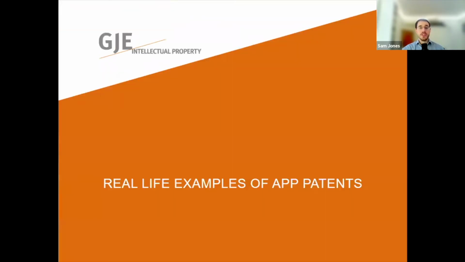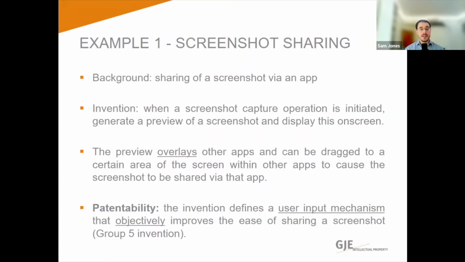So if we move on first to the real life examples of app patents, the first example is a screenshot sharing app. So basically this app shares a screenshot via some other app. The way the invention works is that when a screenshot capture operation is initiated, the app generates a preview of a screenshot and displays this on screen. The preview overlays other apps and can be dragged to a certain area of the screen within other apps to cause the screenshot to be shared via that app.